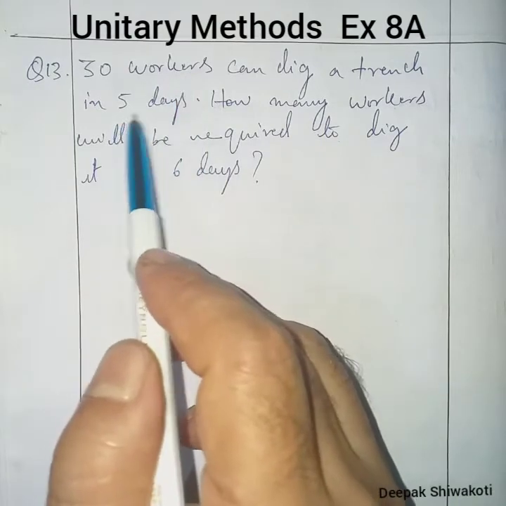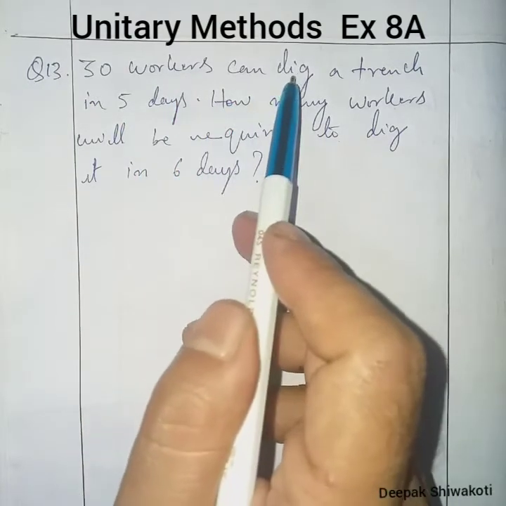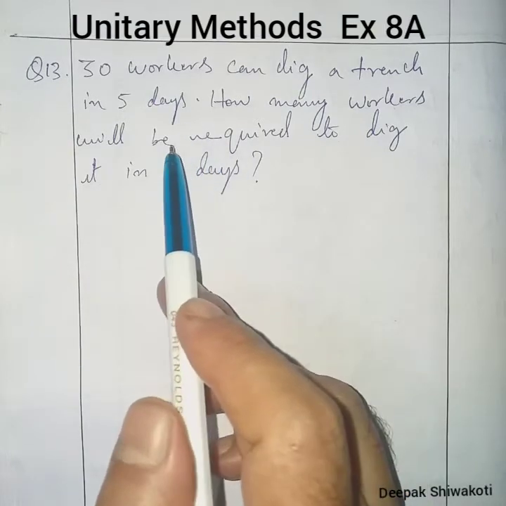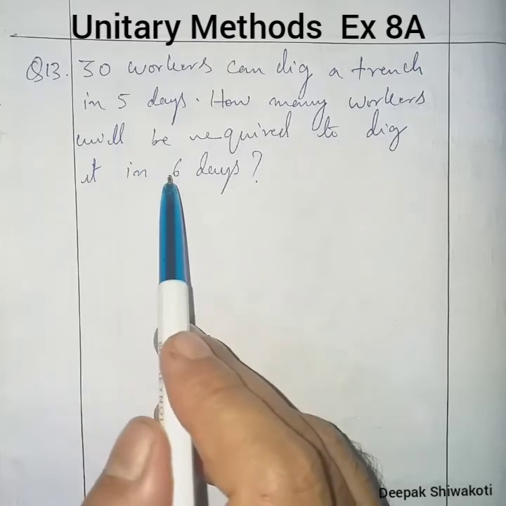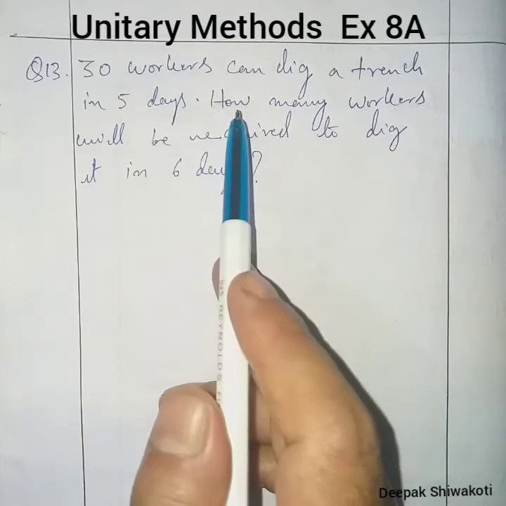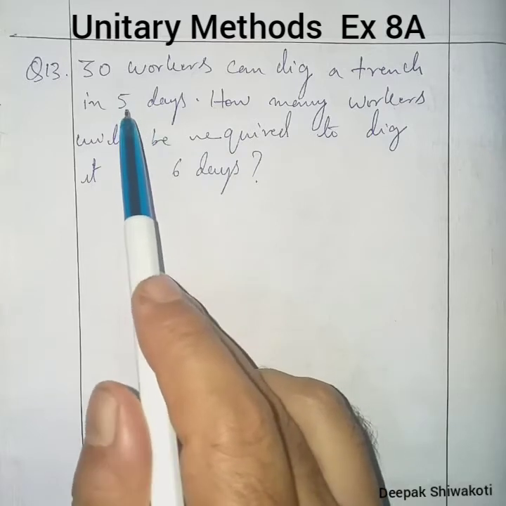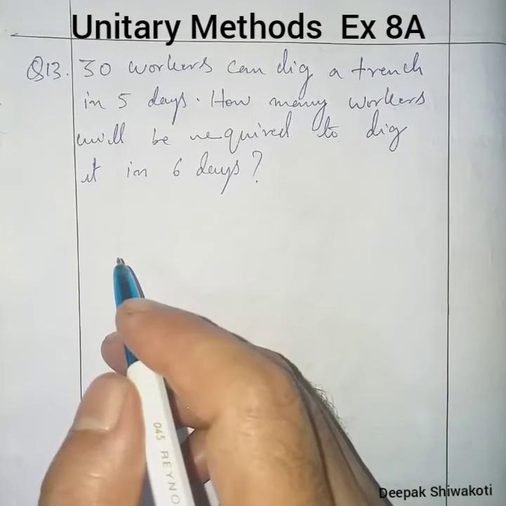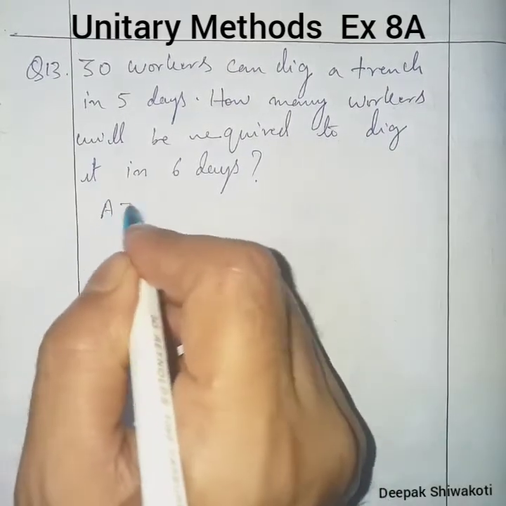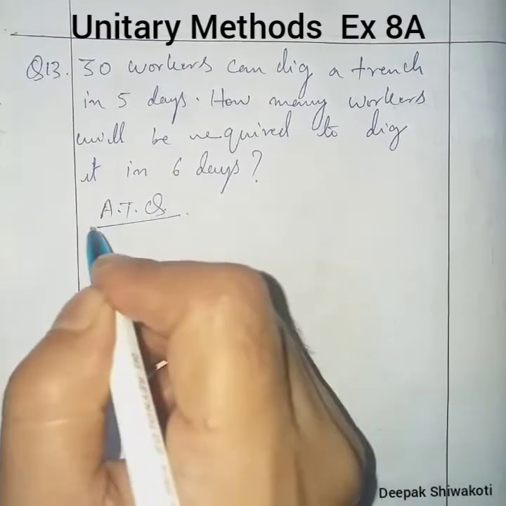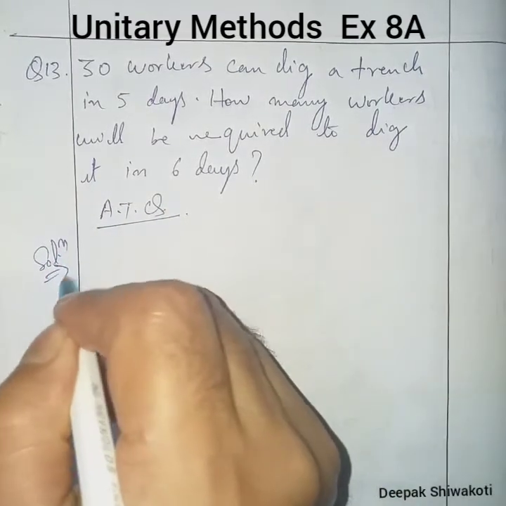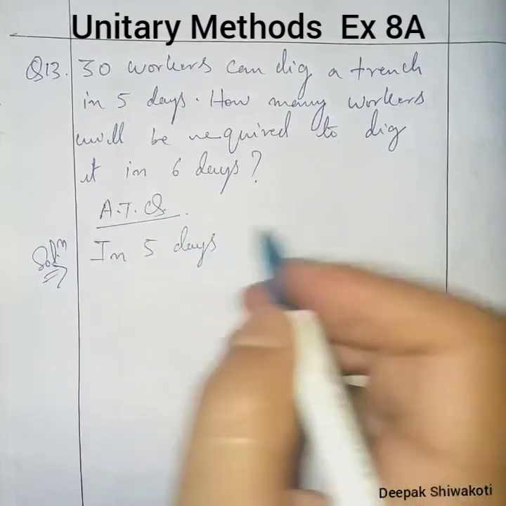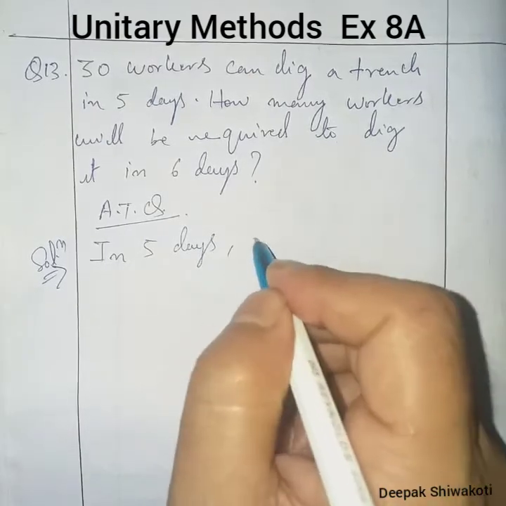30 workers for 5 days to do the work. Now in 6 days, how many workers will be required? So days are more. So to do the same work will require fewer workers as the days are more. According to the question, the solution will be: in 5 days the number of workers we have to find. So workers will be this side.